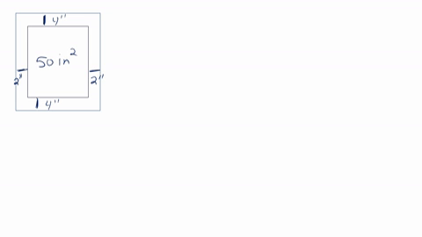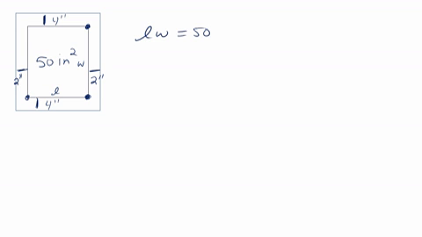Now let's let L and W represent the length and the width of the print area. So the distance from here to here we're going to call L, or W, it doesn't matter which one. Let's call it W. And the distance from here to here we're going to call L. So here's L and here's W. And I know that L times W is 50. L times W equals 50.